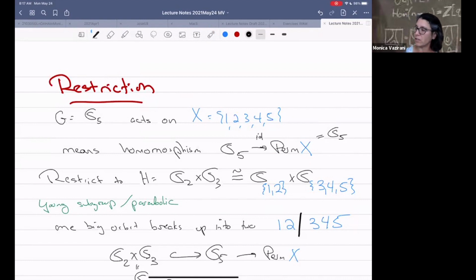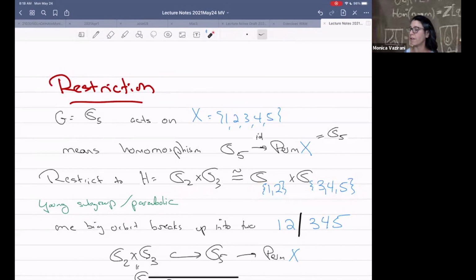Okay, so given such an action, and any subgroup H of G, you can restrict that action. Some of my favorite subgroups are Young subgroups or parabolic subgroups. So something of the form: take those permutations that are allowed to swap 1 and 2, and those that are allowed to swap around 3, 4, and 5. But you're not allowed to swap like 2 and 4. You only get to swap within the set and swap within the set. And so as a shorthand, I write that as S2 cross S3.